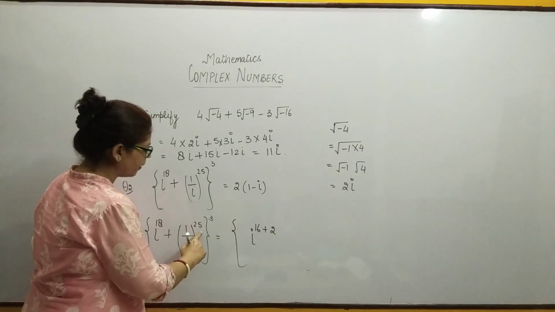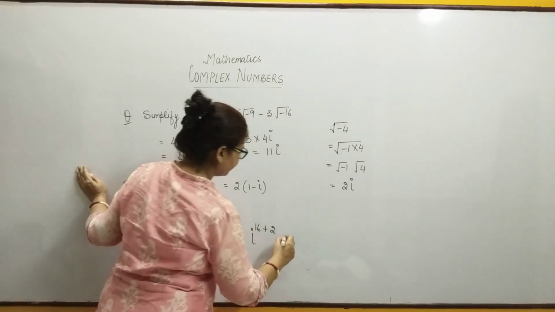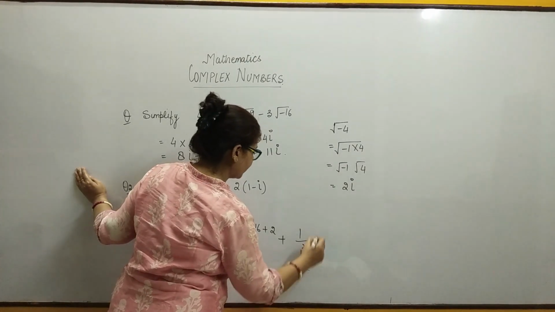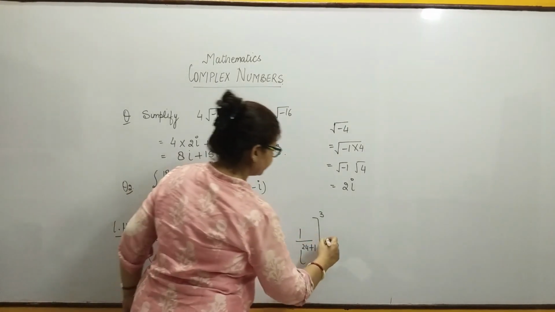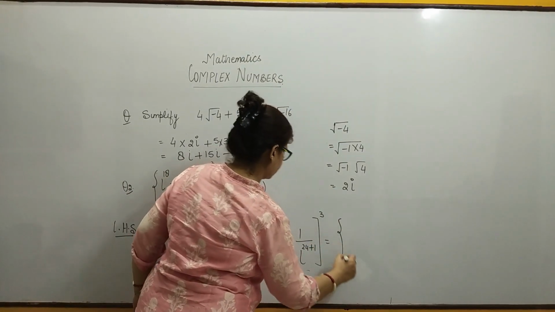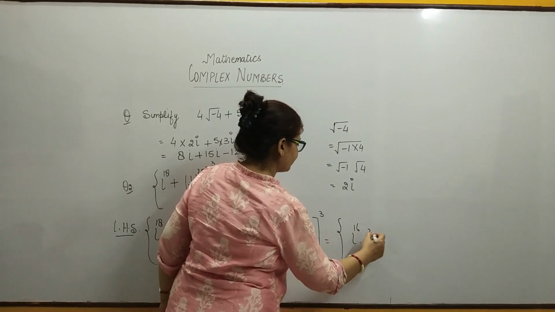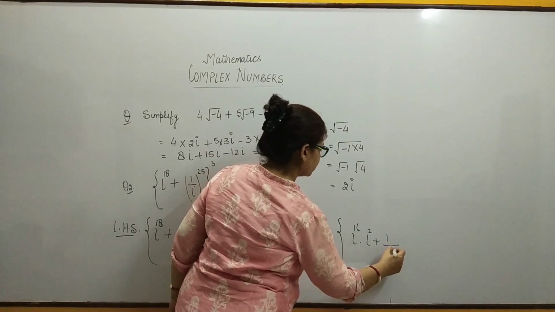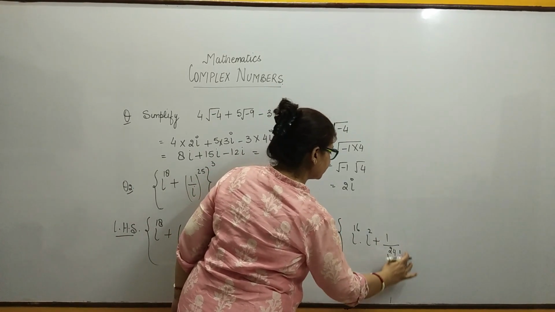1 upon i to the power 25 can be written as 24 plus 1. Let us simplify this first and then we'll move ahead. i raised to the power 16, i raised to the power 2, 1 upon i raised to the power 24 and i raised to the power 1, and raised to the power 3.